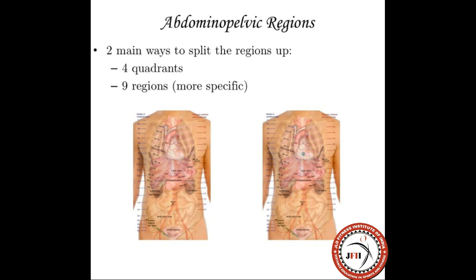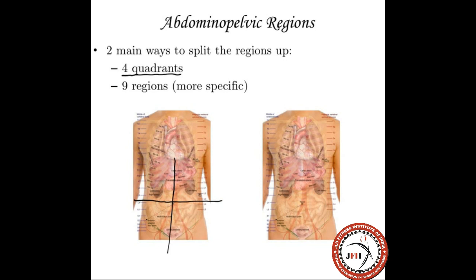So the two main ways, we're going to start with 4 quadrants. So we could take this whole section here, and split it up right next to where the navel is. That's right on top of the navel, really. That's the cross-section of these 4 quadrants. And since they're called quadrants, we know they'd have to be 4.